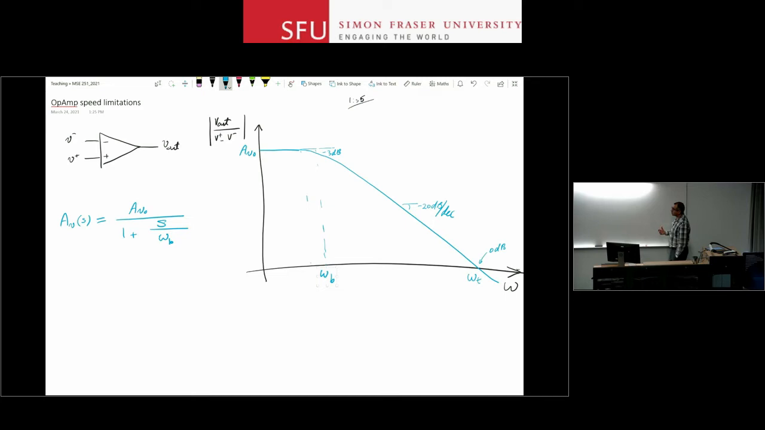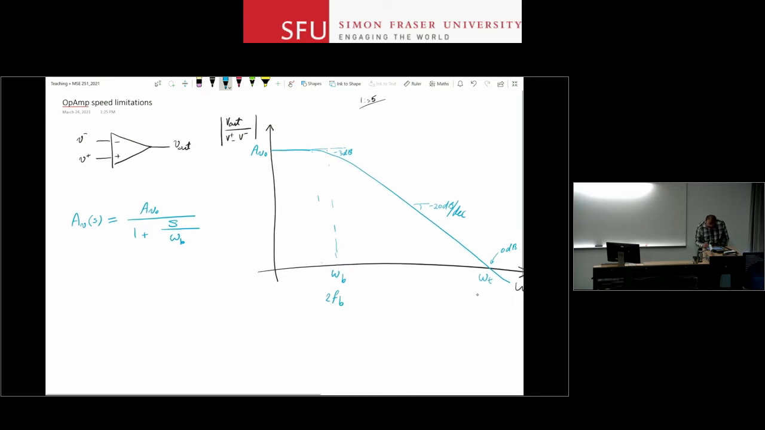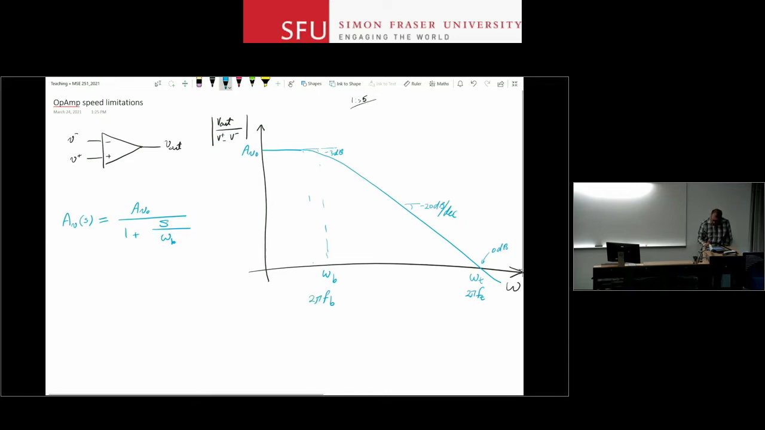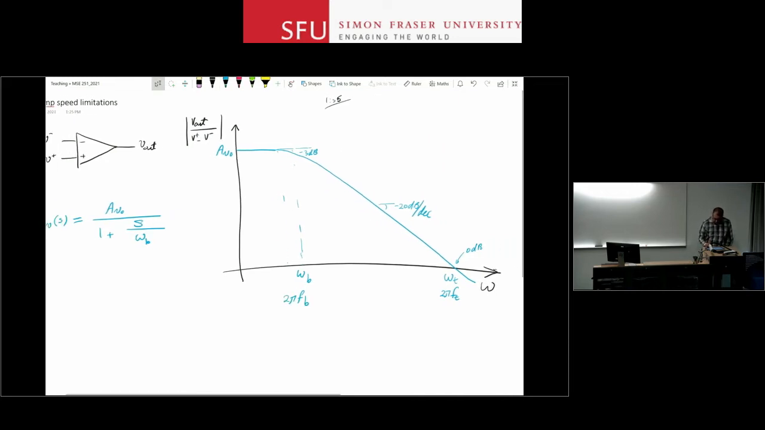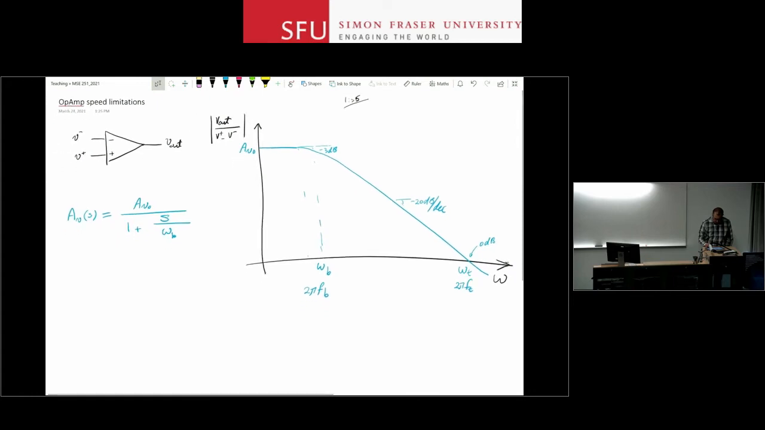Omega B for most op-amps: omega T is 2 pi FT, and omega B is 2 pi FB. Sometimes it's easier to talk about these frequencies in hertz. So FB for most op-amps is a small number, on the order of 10 to maybe 100 hertz, maybe in some cases kilohertz.